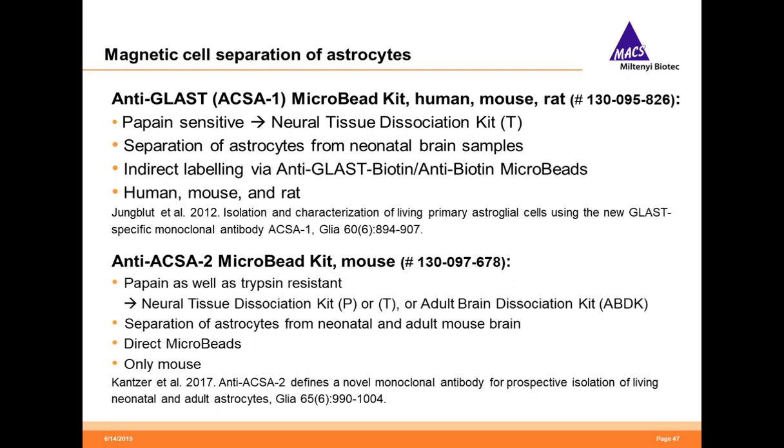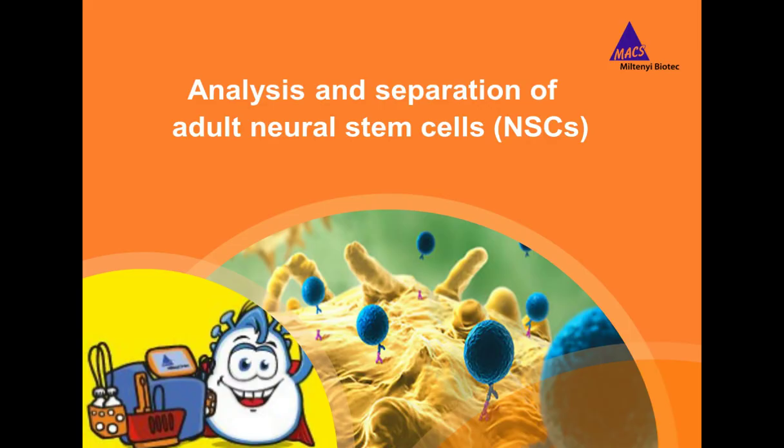The second option is the anti-AXA2 microbead kit mouse. This is papain as well as trypsin resistant, so we can use all the different dissociation kits and also the adult brain dissociation kit. Therefore, this kit allows separation of astrocytes from neonatal and adult mouse brain. These are direct microbeads, but they can only be used to separate mouse astrocytes.